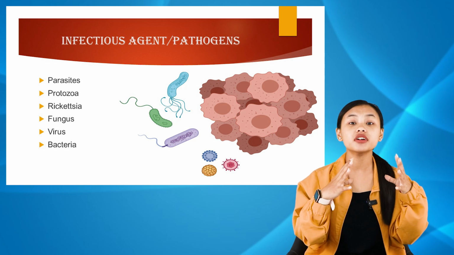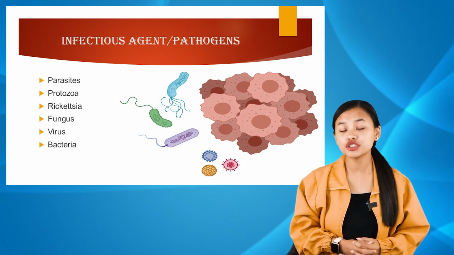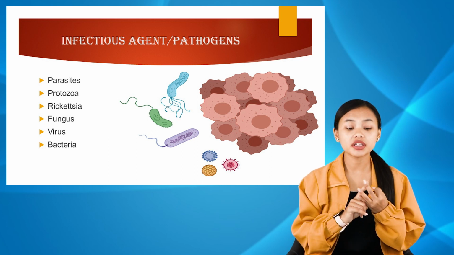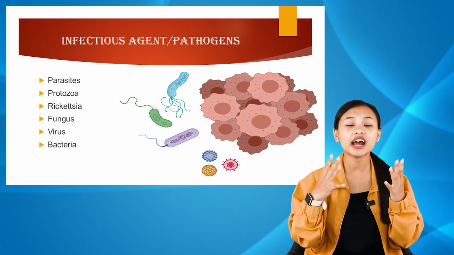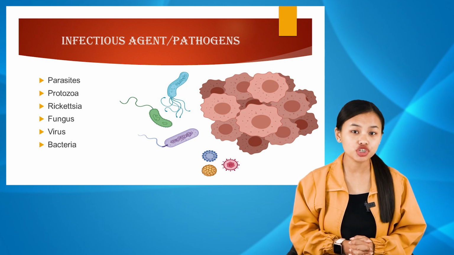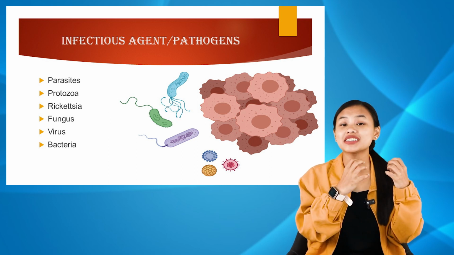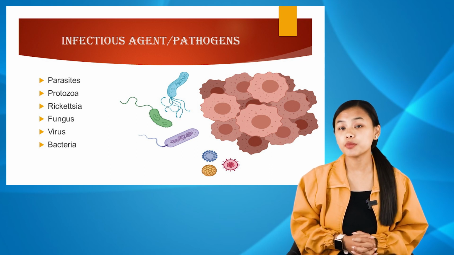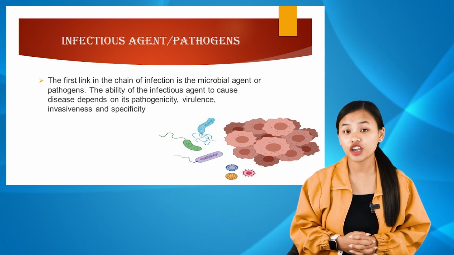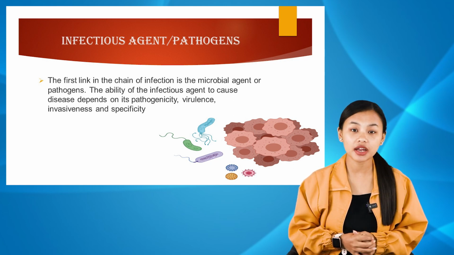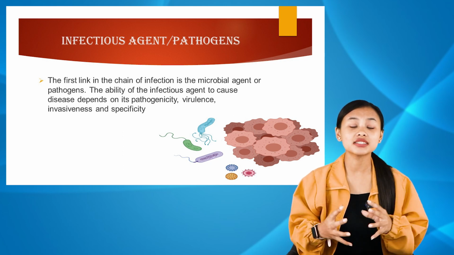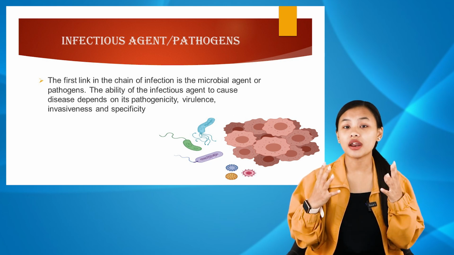As I've said, it first starts with the infectious agent, right? So what are these infectious agents? These are the parasites, protozoa, rickettsia, fungus, virus, as well as bacterium. All of these act as the infectious agent which will be responsible for transmitting the disease from one person to the other. So the first link in this chain of infection is the microbial agent or the pathogens.